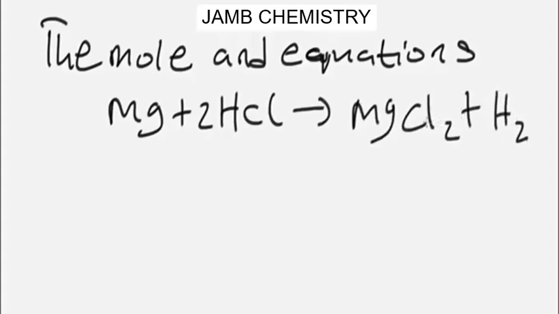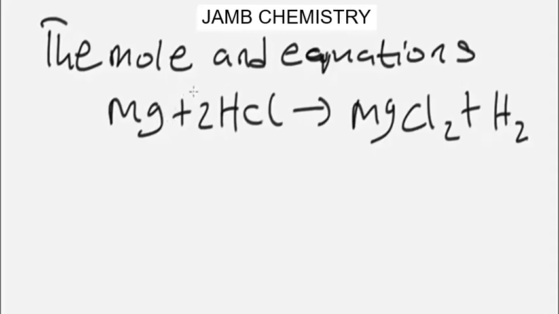Now if we check, this chemical equation is balanced. We have one atom of magnesium at the left, one atom of magnesium at the right, two atoms of hydrogen at the left, two atoms of hydrogen at the right, two atoms of chlorine at the left, and two atoms of chlorine at the right. So the chemical equation is balanced.